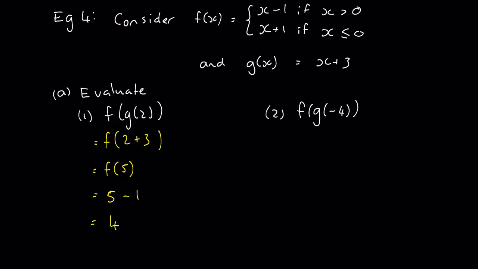Right, for question 2, f of g of negative 4. So again, we're going to substitute negative 4 into g. There's only one expression for g, so there's no difficulty there as to where you've got to substitute it. So it's going to be f of negative 4 plus 3, which is then equal to f of negative 1. We look at our restrictions, and negative 1 falls into this restriction where x is less than or equal to 0. So we're going to substitute it into x plus 1. Right, so it's going to be negative 1 plus 1, which is then equal to 0.